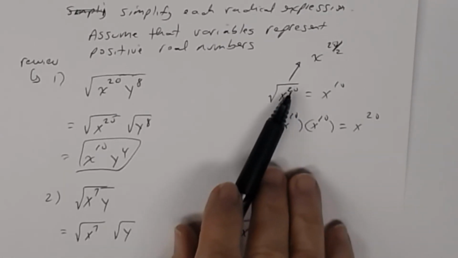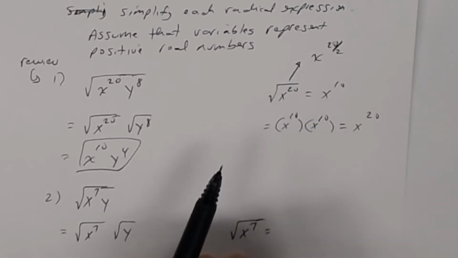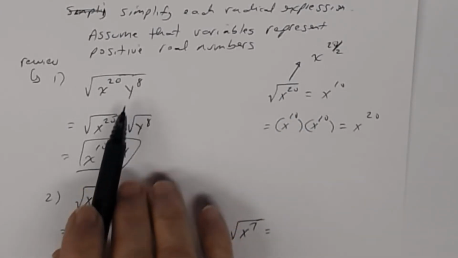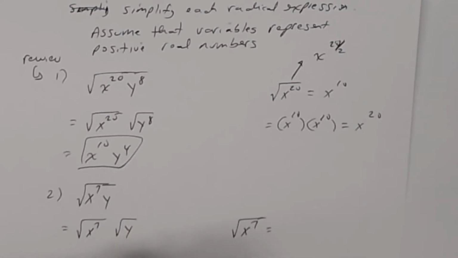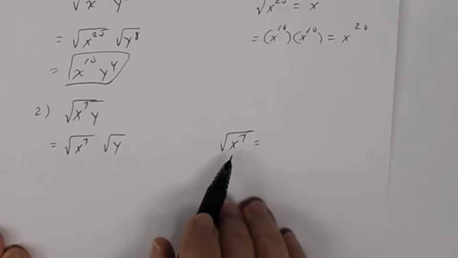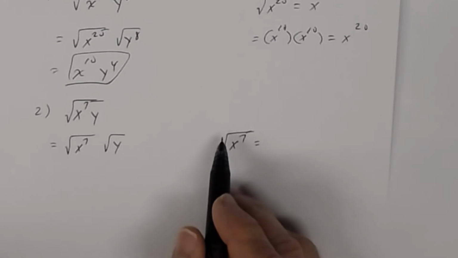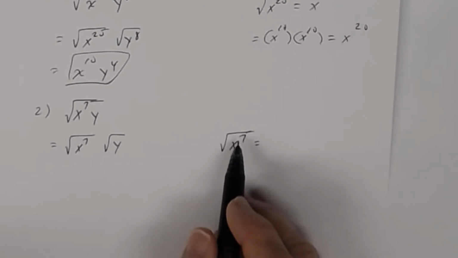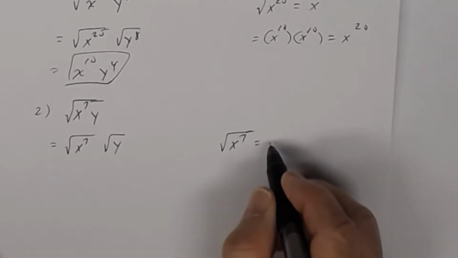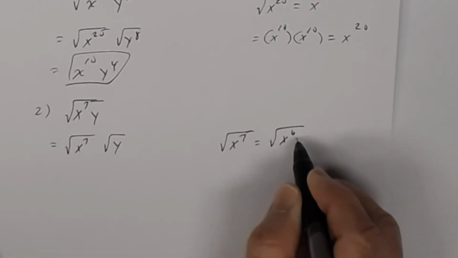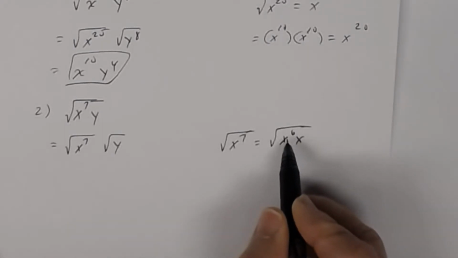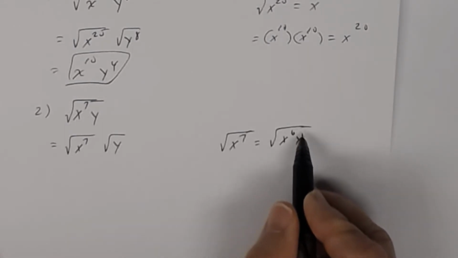Remember, it was nice if this exponent was even, because 20 divided by 2 is 10. And so that was just x to the 10th, and then the square root of y to the 8th is just y to the 4th. All right, let's use that same idea. So here's how you're going to think about this. What is the largest integer less than 7 that's divisible by 2? So the largest integer less than 7 that's divisible by 2 is 6. So we're going to rewrite this as the square root of x to the 6th times x. Because when you multiply like bases, you add exponents. 6 plus 1 is 7.